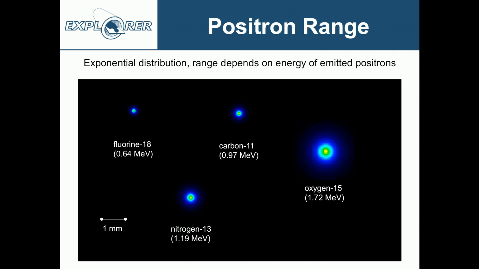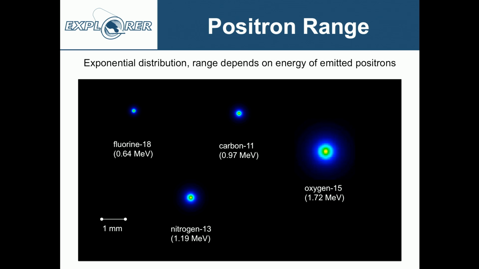So fluorine-18, which is the most commonly used radionuclide for clinical PET, we're fortunate that that has a relatively short positron range. It has low-energy positrons. They don't travel far in tissue before they annihilate. And so if we look at the point spread function, and we have a millimeter scale bar here, the point spread function caused by the positron range distribution is quite narrow, well below a millimeter.